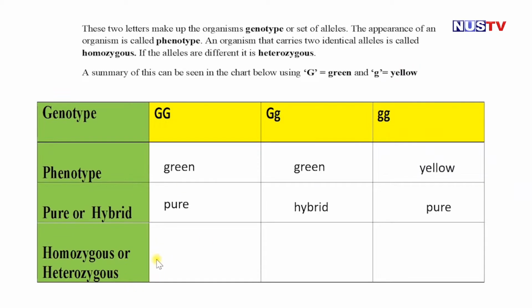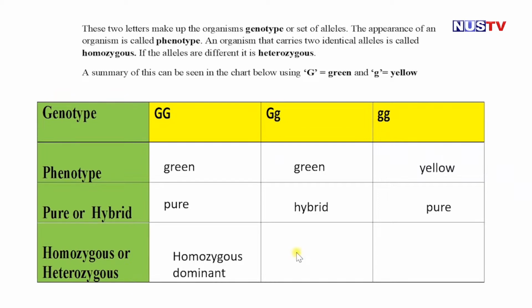Next, homozygous or heterozygous, capital letter G, capital letter G. The answer is homozygous dominant. Reason, homozygous, same. 2 capital letters. Dominant is when there is an involvement of a capital letter, 1 or 2 capital letters, always dominant. Here, G, green, dominant.